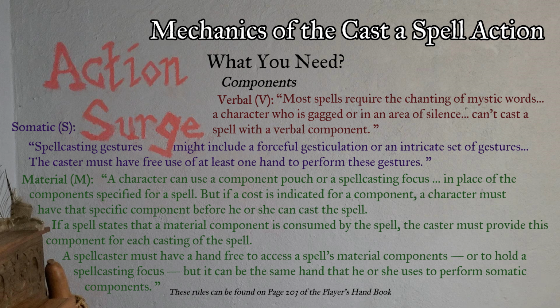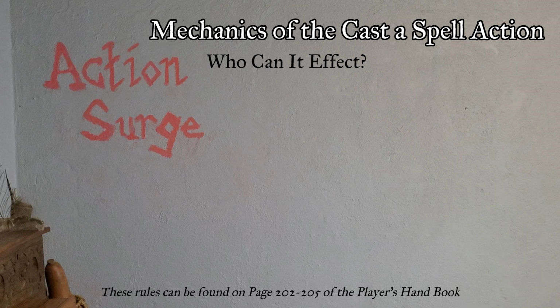If a cost is indicated for a component, a character must have that specific component before he or she can cast the spell. If a spell states that a material component is consumed by the spell, the caster must provide this component for each individual casting of the spell. A spellcaster must have a free hand to access a spell's material components, whether those specified or the arcane focus, and the hand that is using the spellcasting focus can also be the same hand used to perform the somatic components of a spell requiring somatic components. Now we're going to move on to what all is affected by a spell when it is cast.